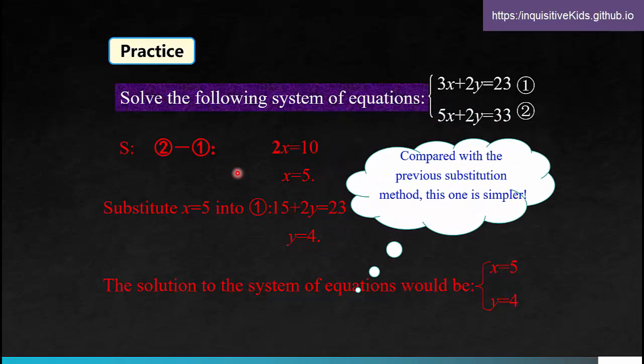Compared with the previous substitution method, this one is much simpler. Of course, it depends on which one you like better or which one you're better at or feel more comfortable with. But personally, I like this better because when you're using the substitution method, you have to first make the equations more complicated and then you solve them and eliminate a variable. By using addition and subtraction of whole equations, you can eliminate a variable right away.